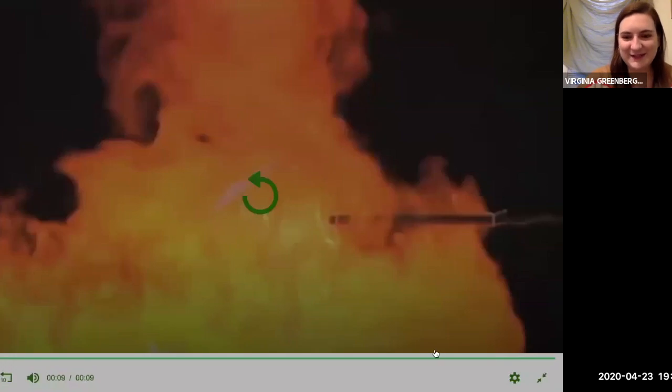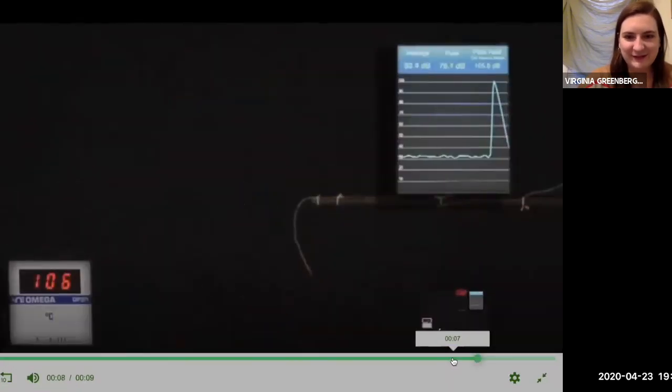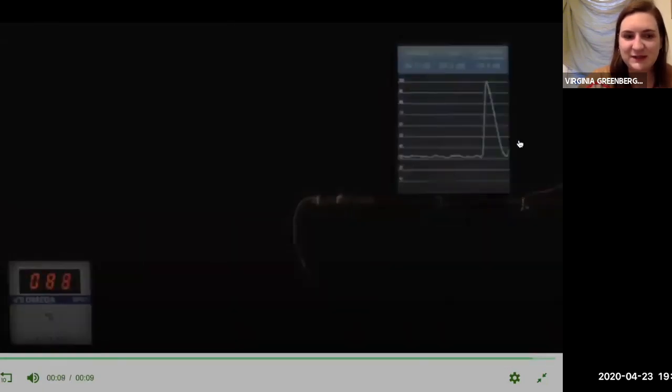Okay, so we could see here this big spike in the temperature. In the thermometer, we can see the temperature increase. And so that is showing us that this reaction is exothermic. It's releasing heat. That heat goes into our thermometer, and we see an increase in temperature.